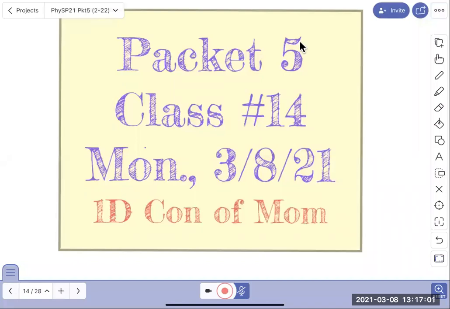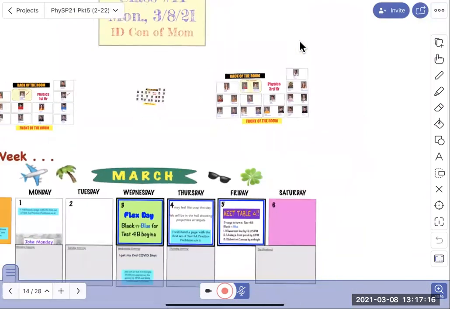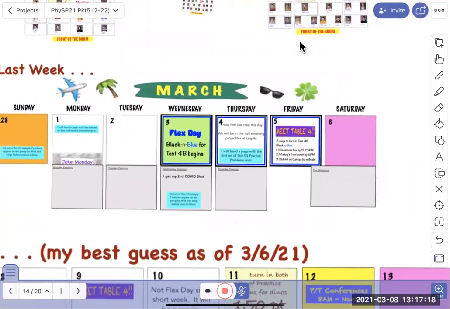All right, so here we are. We're at packet 5, class number 14, and it's a Monday before break. Today we're going to spend most of the time on 1D conservation of momentum. Looking at what's happening, there's last week.